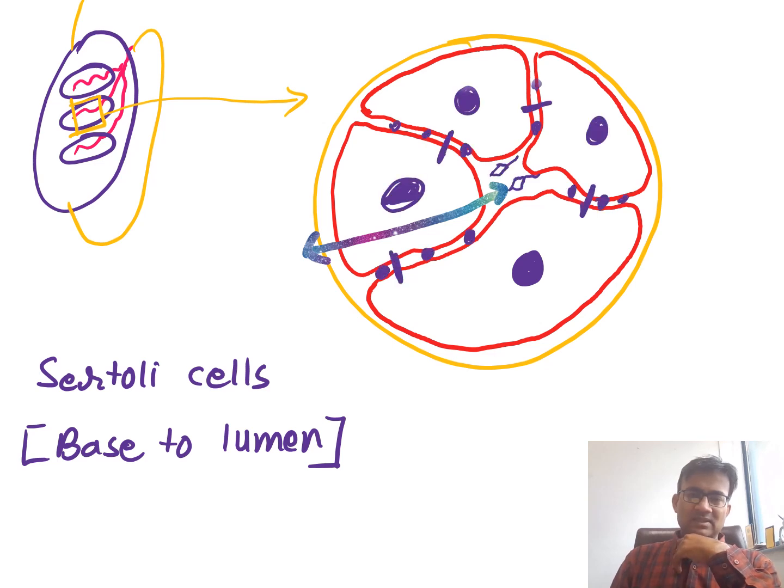So if you see this, Sertoli cell is extending from base to lumen. If you see that colorful arrow, and along with that, we see there are various cells are there, and along with that some tight junctions are also there. So this is in general Sertoli cell how it looks like.